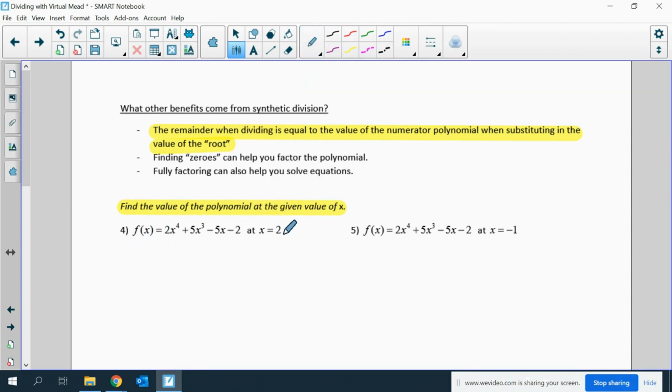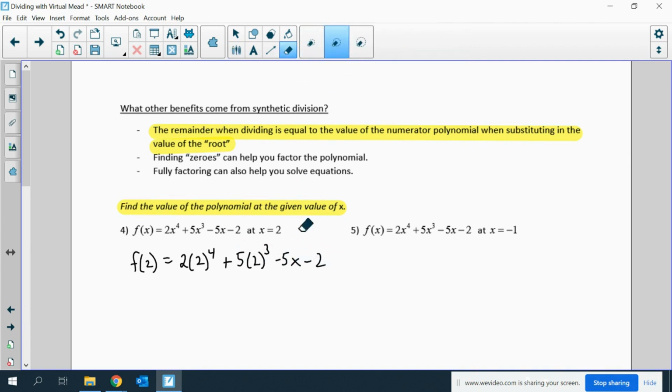If I want to substitute x equals 2 into this polynomial, I can plug in 2, get 2 times 2 to the fourth plus 5 times 2 to the third minus 5x minus 2. I'm sorry, x is 2. So I can replace that, and that works out great. But if this number gets bigger, or if these powers get bigger, this gets to be a very long, drawn-out process, especially if you don't have a calculator.